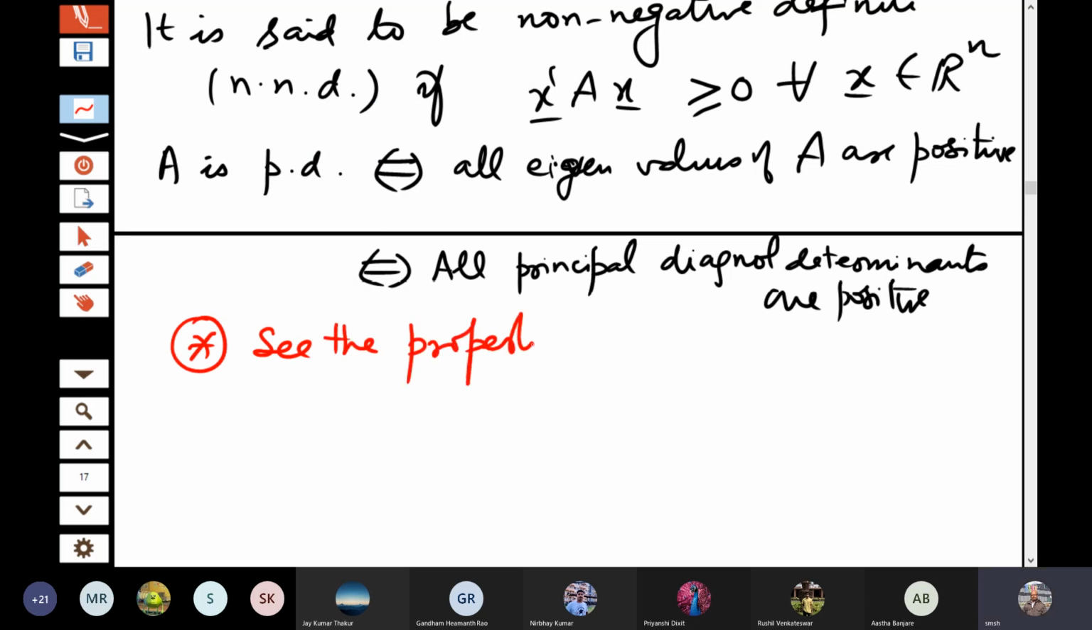Actually in statistics, this positive definite and non-negative definite always comes up. In the multivariate normal distribution, this variance covariance matrix is non-negative definite, and therefore all the nice properties are there. Okay.